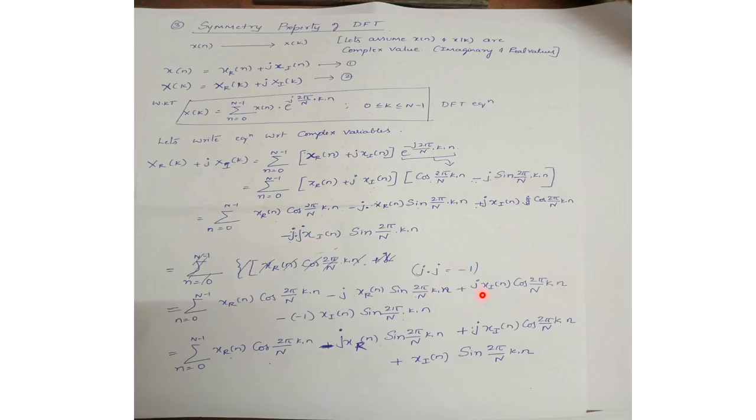So we know that j into j, j square, will be minus 1. So substituting the value minus 1 here, you will get minus of minus 1, xi of n into sin of 2 pi by n into kn. So again simplifying the same equation, we get xr of n cos of 2 pi by n. This term will remain the same. Next, this term, minus j xr of n sin 2 pi by n kn. This term will remain the same. Then this term will be xi of n cos of 2 pi by n. This term will remain the same. Plus here you will get minus into minus plus xi of n sin of 2 pi by n.